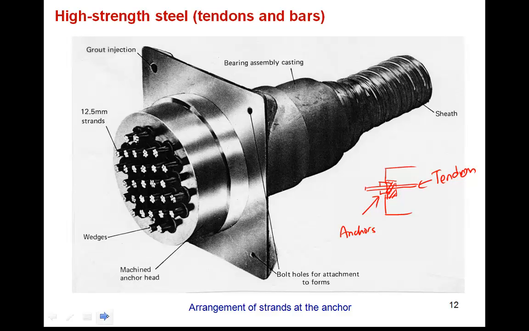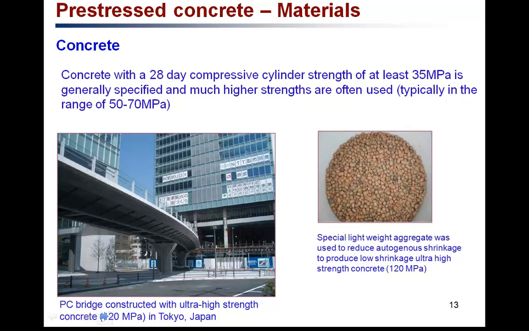We also use high strength concrete for prestressed members, mainly because the members are subjected to high compressive stress. So we normally use high strength concrete for prestressed structures. We usually use more than 35 megapascal concrete in prestressed concrete structures, but often concrete with 50 to 70 megapascal is used in these structures.